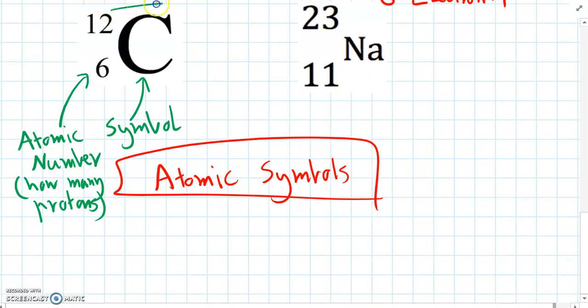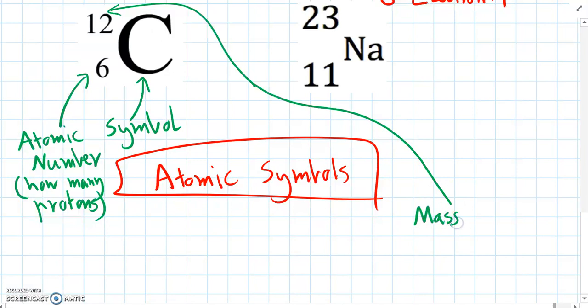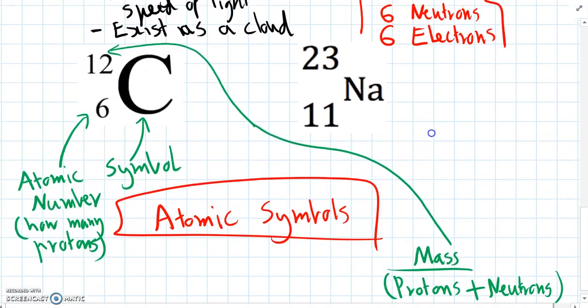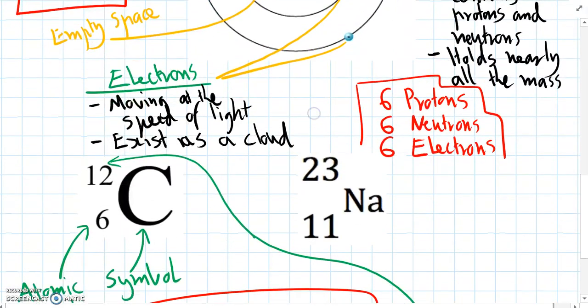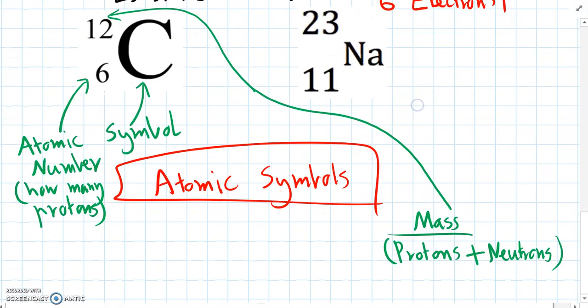Lastly, at the top here, we have another number, which is called the mass number. We can just think of it as the mass of carbon. And this number just tells us how many protons and neutrons added together. So basically we take the protons plus the neutrons. So for carbon, that was easy. As we saw before, there's 6 protons and 6 neutrons. So the mass of carbon is 12, 6 plus 6.